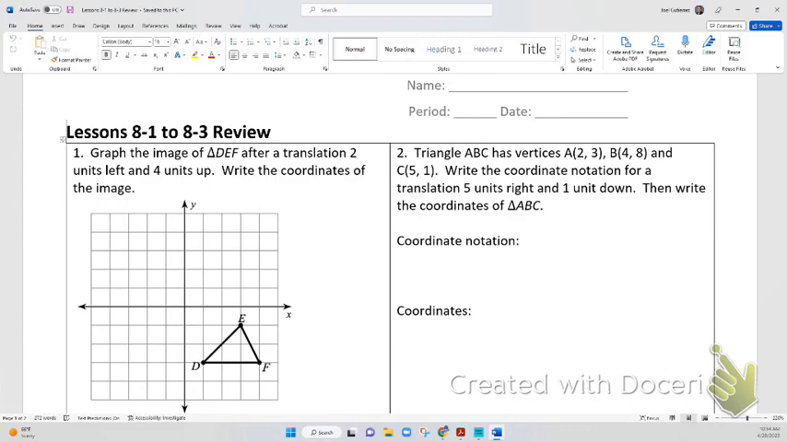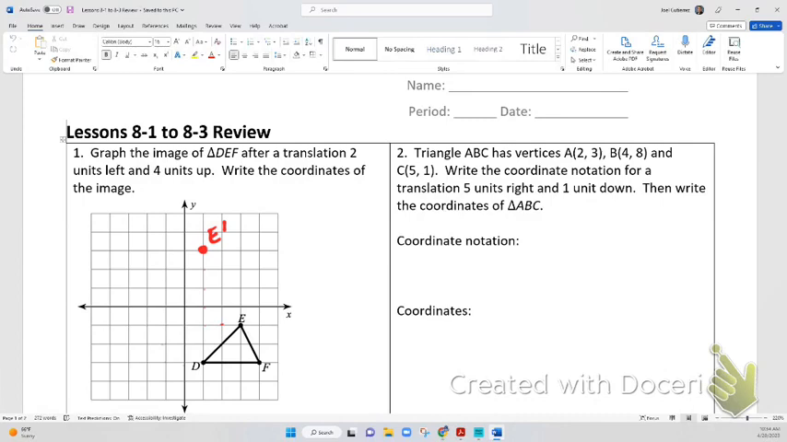Number one says, graph the image of triangle DEF after a translation of 2 units to the left and 4 units up. So for this one, all you need to do is take every single point, the D, the E, and the F, and you are simply going 2 units to the left, 4 units up. So 1, 2 to the left, 1, 2, 3, 4 units up. So this is the new point for E prime. And then we do the same exact thing for the D and the F.